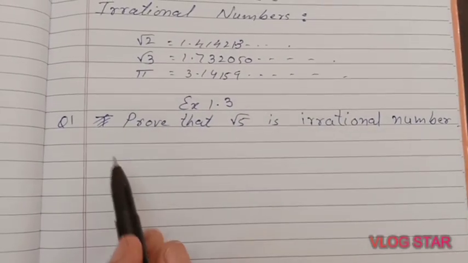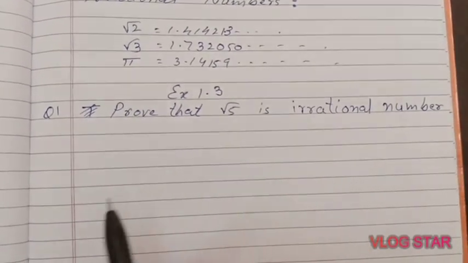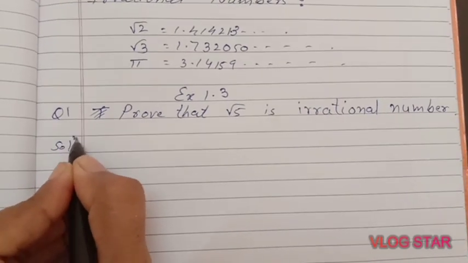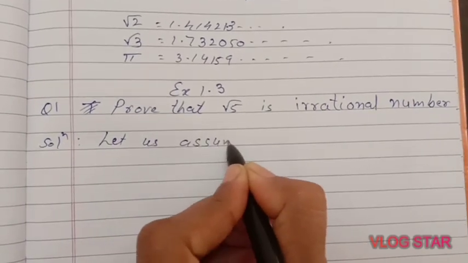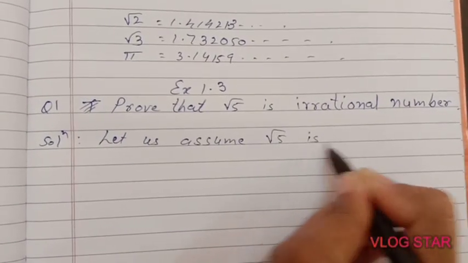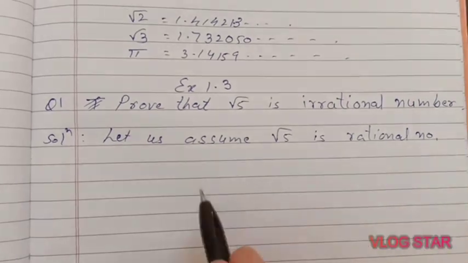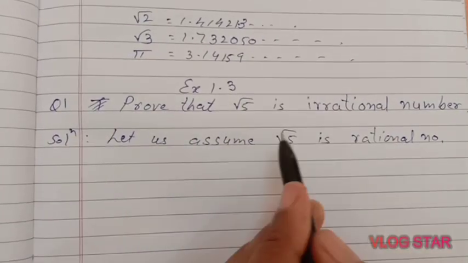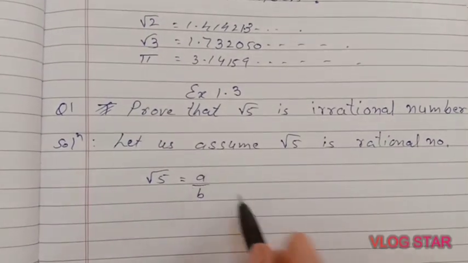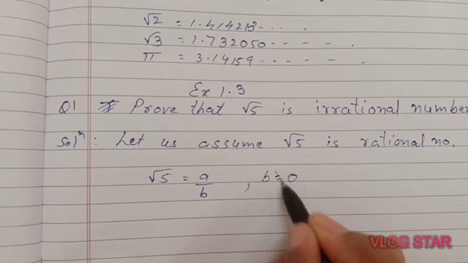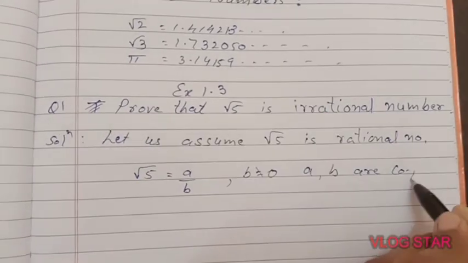Now first question of exercise 1.3. Prove that root 5 is irrational number. Okay, so let's start. Let us assume root 5 is rational number. They are asking us to prove it is irrational number, so we will assume let it be a rational number. If it is a rational number, then it can be represented in the form of a by b, where b is not equal to 0 and a, b are co-prime integers.